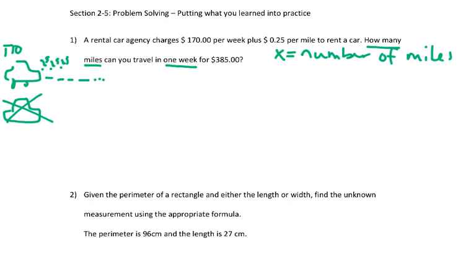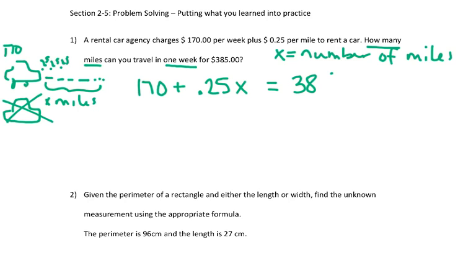In my picture, I have to pay $170 for the car plus 25 cents for every mile, and these are the miles here. Since I don't know how many miles I'm going to go, I have x number of miles. So it's 25 cents times the number of miles, and I'm allowed to spend $385. So that's the equation that I set up for number 1.